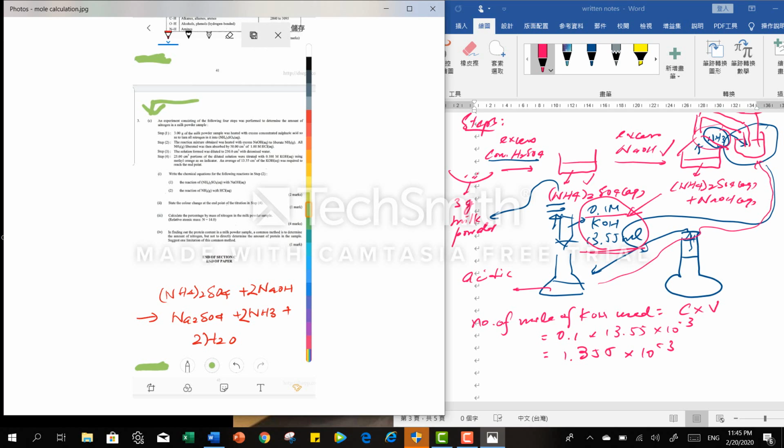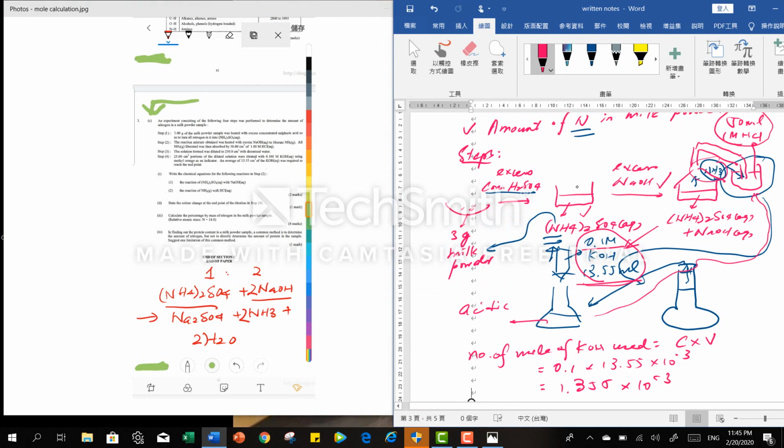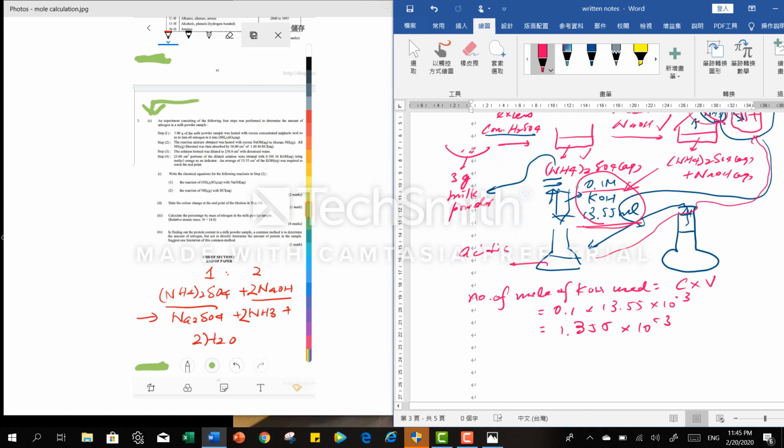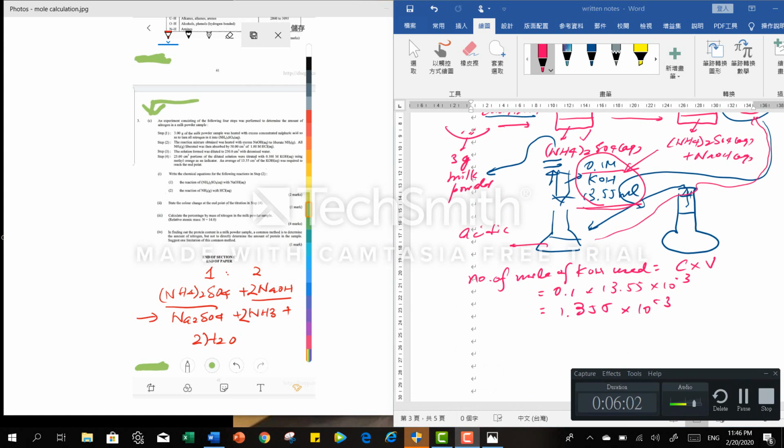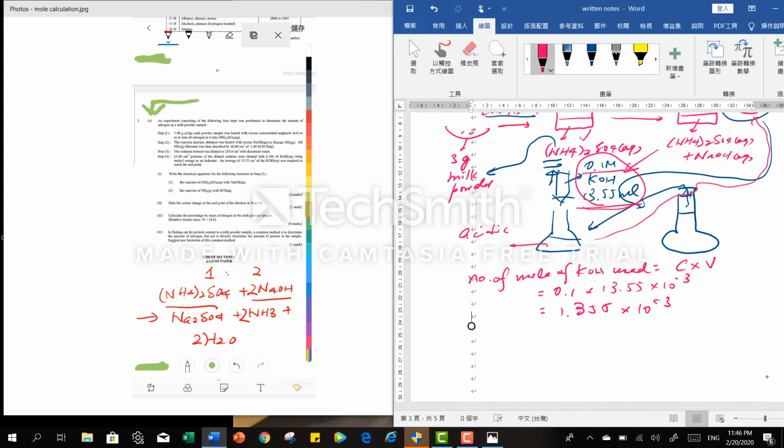Okay, so the most important point is we know that the mole ratio of this one and this one is 1 to 2. And then during the titration, we know that the mole ratio is also 1 to 1. During the titration, hydrochloric acid reacts with ammonia, then it forms ammonium chloride.